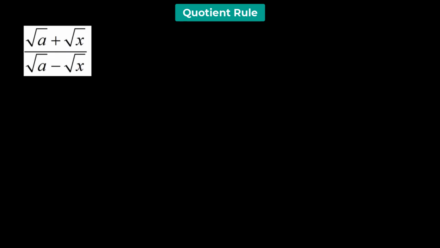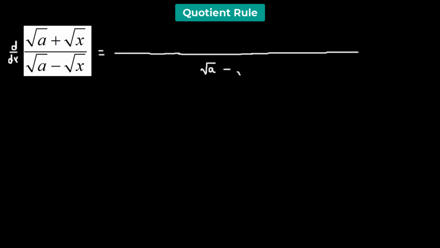Let's move on to the next question. So here we have the function. We need to find its derivative with respect to x. So we get square root of a minus square root of x whole squared. We have square root of a plus square root of x multiplied by the derivative of the numerator.